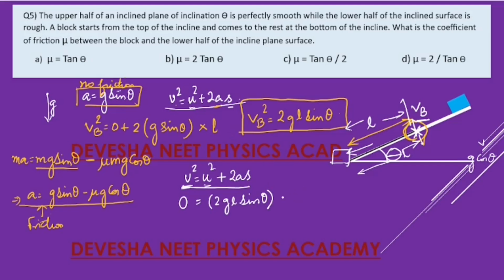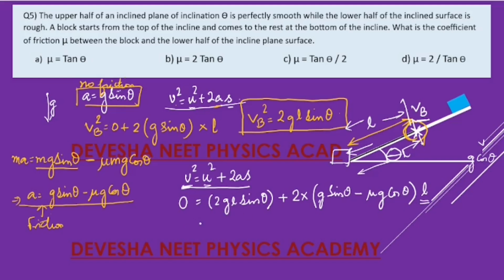That's what is substituted, plus 2 times the acceleration. We have seen that the acceleration when friction is applicable is g sine theta minus mu g cos theta. And s is L, because it's traversing a distance of L here.